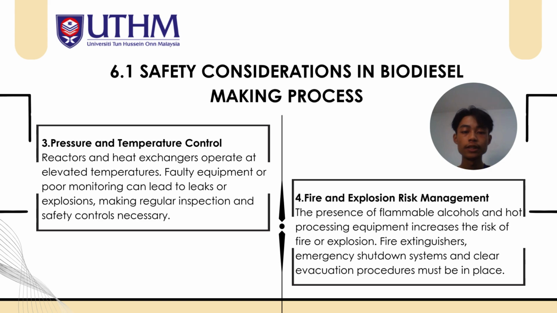And the last one is fire and explosion risk management. The presence of flammable alcohols and hot processing equipment increases the risk of fire or explosions. So safety equipment such as fire extinguishers, emergency shutdown systems, and clear evacuation procedures must be in place.